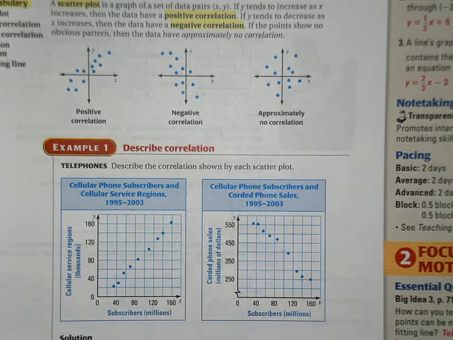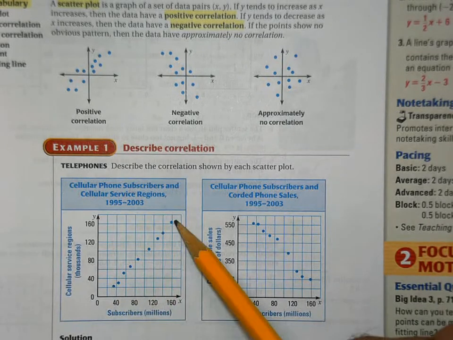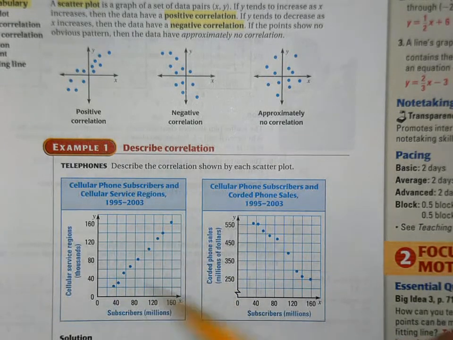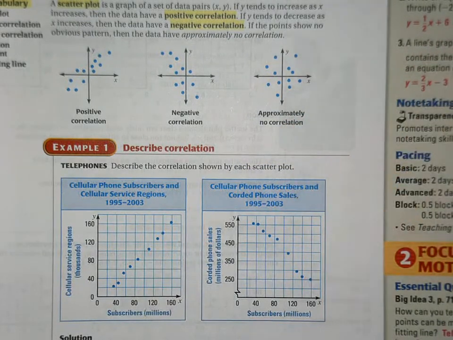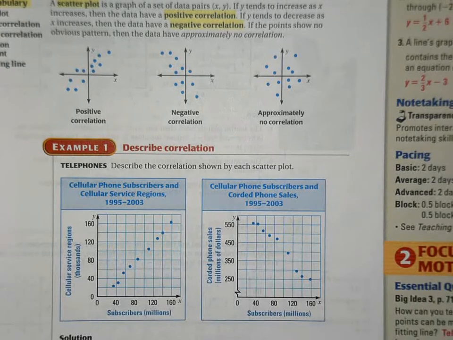Okay, so the first example in the textbook, we can look at that right here, asks you to describe the correlation shown by the scatter plot. So this first one, as x is increasing, y is increasing, so this would be a positive correlation. However, this one would be a negative correlation. As x increases, y is decreasing. So that's pretty simple.